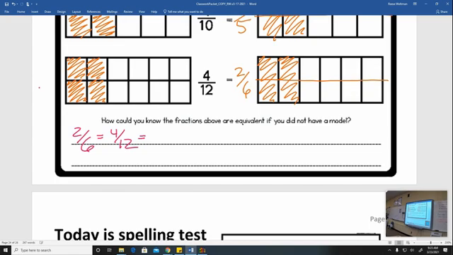2, 6 equals 4, 12. Are you working on this page right now or are you doing something else? Ah, looks like you're doing something else. Okay, you should be following along.